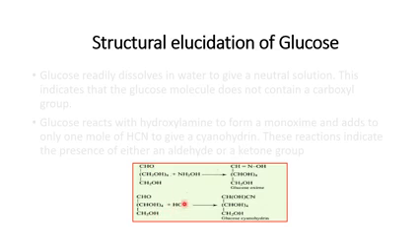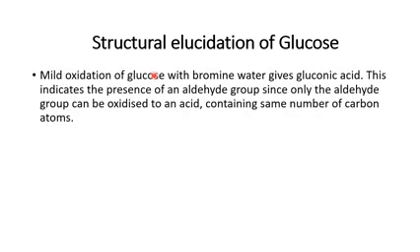With HCN, it forms a cyanohydrin. With NH2OH, that is hydroxylamine, it forms an oxime, glucose oxime. With HCN it forms a cyanohydrin, glucose cyanohydrin. Okay, next is mild oxidation.